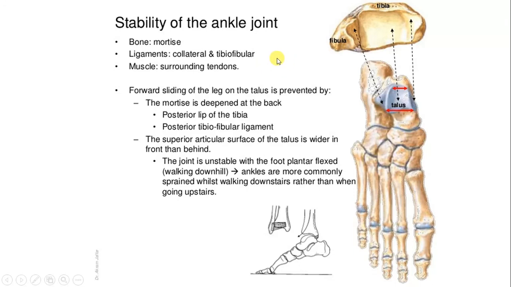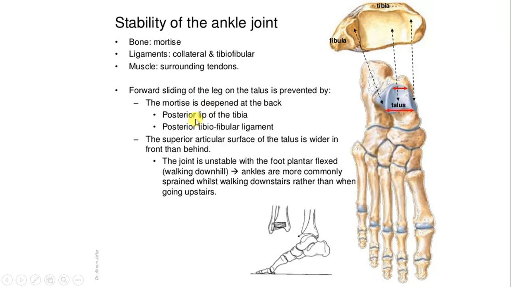These muscles and their tendons must be providing stability to the joint. So the question is: how is the forward sliding of the leg on the talus prevented? When you are walking, plantar flexing your ankle joint and foot and moving your body forward, what are the factors which prevent the forward sliding of the leg?